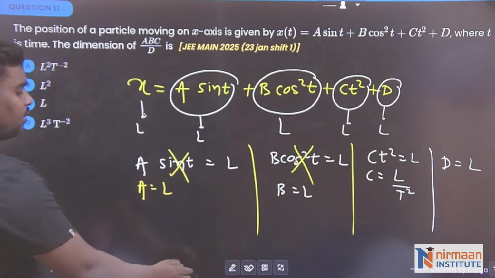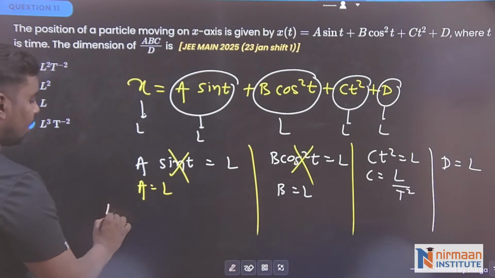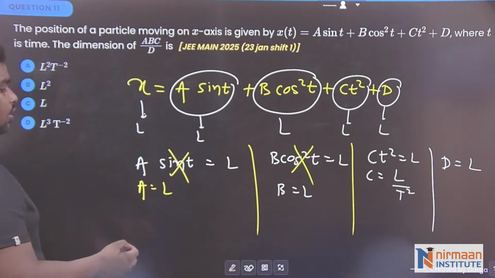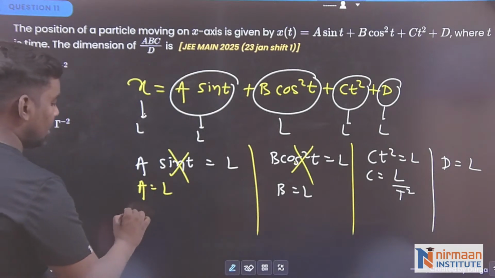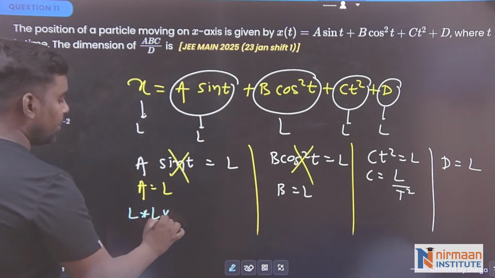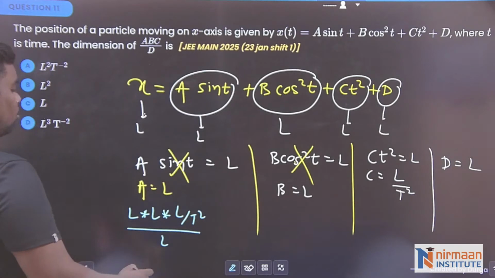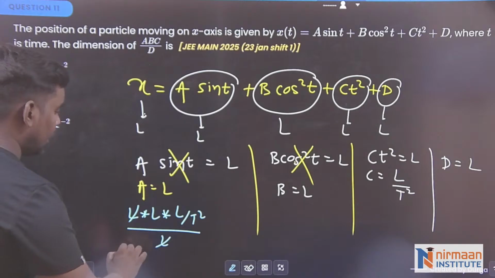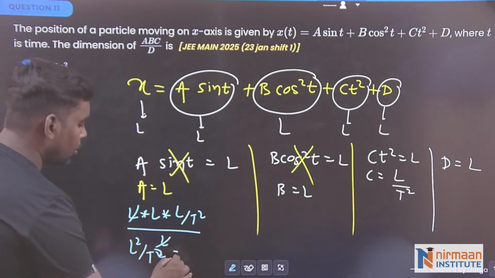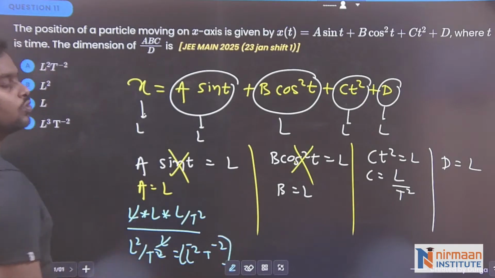So now what is ABC by D dimension? A is L, B is L, C is L by T square, and D is L. So what remains? L square by T square, or L2 T minus 2.